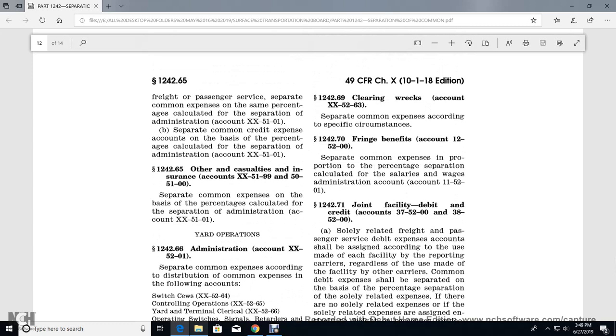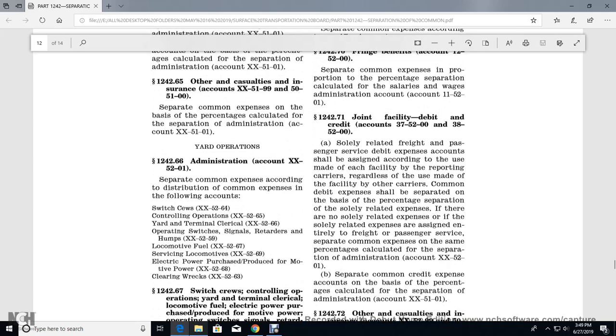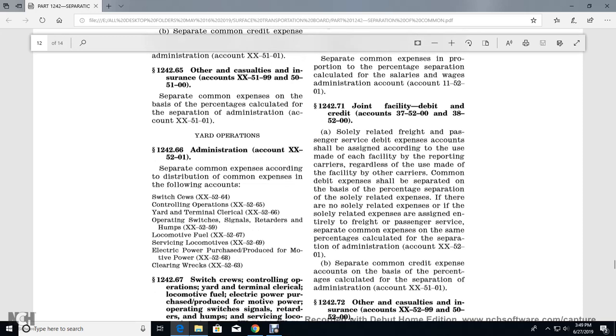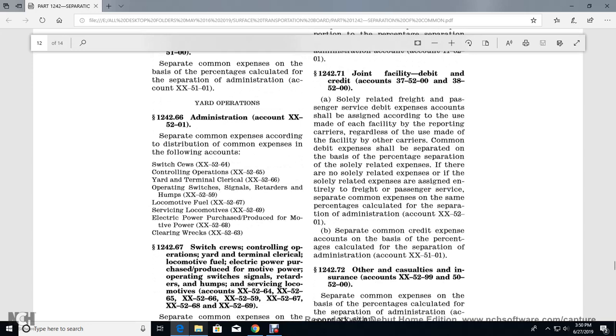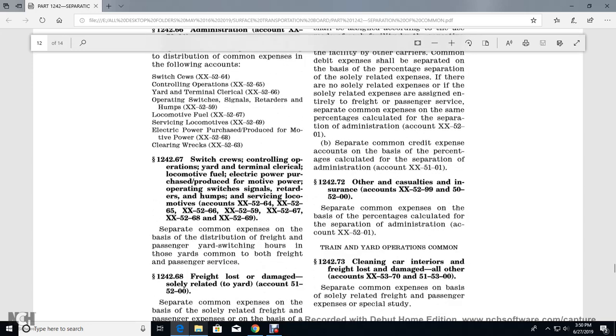1242.70 Fringe benefits, account 5252.00: separate common account with the proportion of the percentage separation calculated with the salary and wages administrative accounts 5152.01. 1242.71 Joint facility debit and credit accounts, 3752.00 and 3852.00, solely related freight and passengers for the debit account, shall be assigned accordingly to the use made by each of the reporting carriers, regardless of the use made with the facility. Each of the other carriers' common expense is separated on the basis of percentage separation of solely related expense. If there's no solely related expense, the solely related expense is assigned entirely to freight or passenger, and the common expense is separated with the same percentage calculated for separation administration. XX 5201: separate common and credit expense for the account on the basis of percentage calculated with the separation administration, XX 5101.